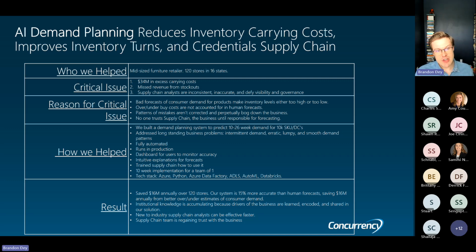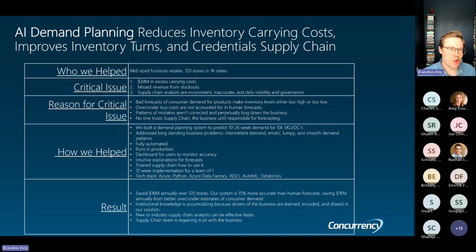Also, what was unique about this, another issue that they had, was the supply chain analysts who are responsible for placing the orders of the couches and the sofas and so on that need to be in the showroom. They're inconsistent. They're not very accurate, and you can't really track why they're making the decisions they're making. So it makes it really hard to manage to and improve over time. And so essentially, that's all driven by their poor forecasts. Understandably, it's a very hard problem.